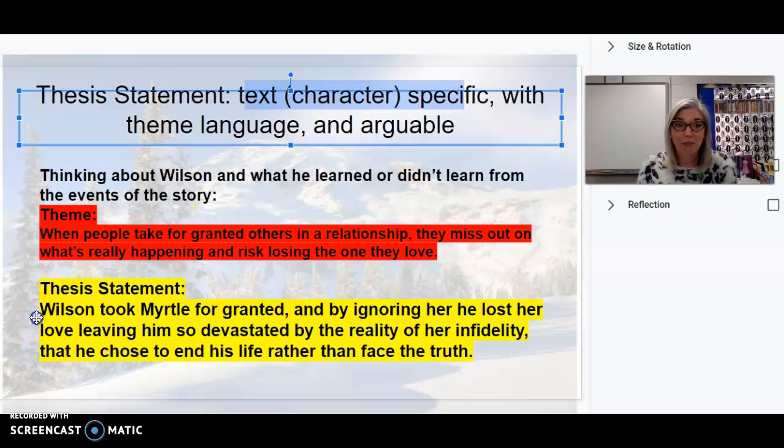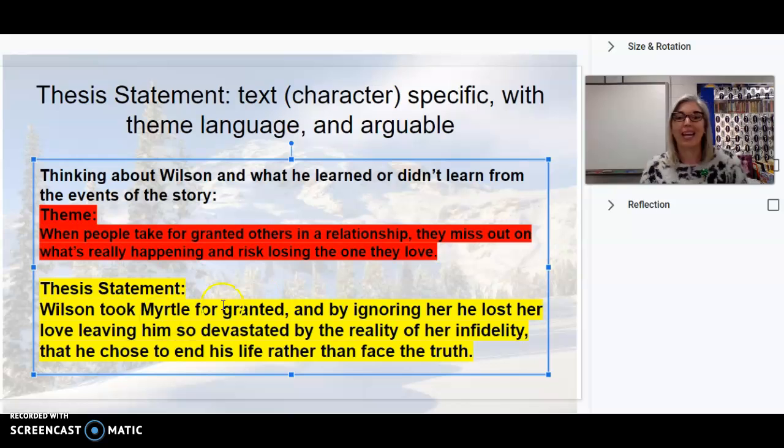It is text specific. I'm talking about Wilson and Myrtle, right? And then I'm making it arguable. I'm saying that he is so devastated by her infidelity that that's what pushes him to kill himself at the end. Another person reading the book could say, nah, he killed himself because he was crazy, right? Or you could say Wilson killed himself because he didn't want to go to jail for killing Gatsby. Or you could have a whole bunch of reasons. And then I can go back into the book and find my textual evidence that helps support how he is so broken up over this that he couldn't face the truth that he failed as a husband. Okay, and that's all stuff that I will explain in detail with textual evidence in my body paragraphs, right?